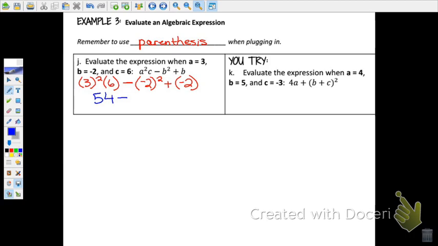Minus negative 2 squared is a positive 4. Plus a negative 2. Adding a negative 2 means we're subtracting 2. 54 minus 4 gives me 50. Minus 2 gives me 48.